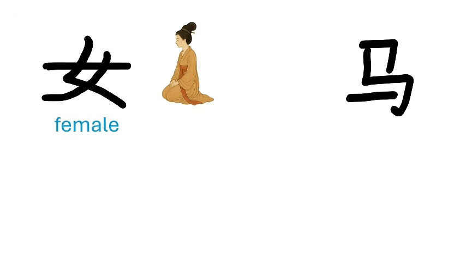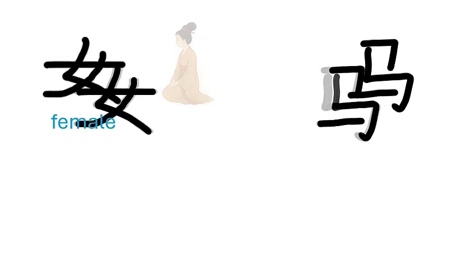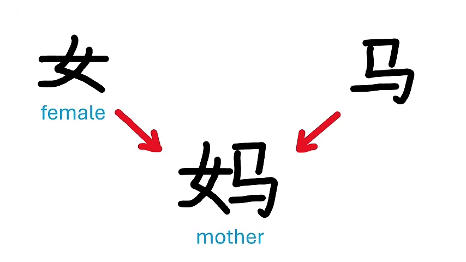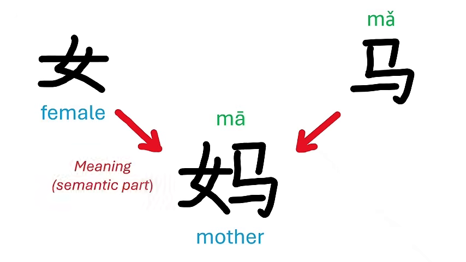Here comes the magic. These 2 characters come together and form a new character. This new character means mother. It is read as ma. The meaning relates to the character on the left. The pronunciation comes from the character on the right. So in this character, the left part is the semantic part. The right part is the phonetic part.